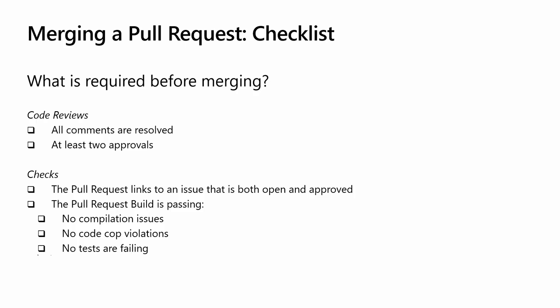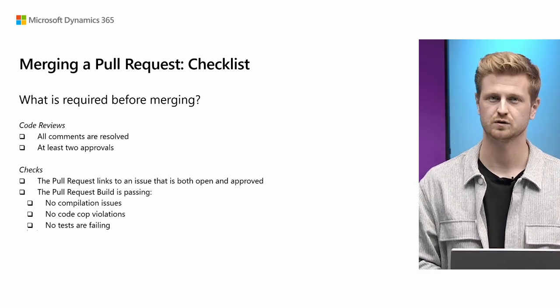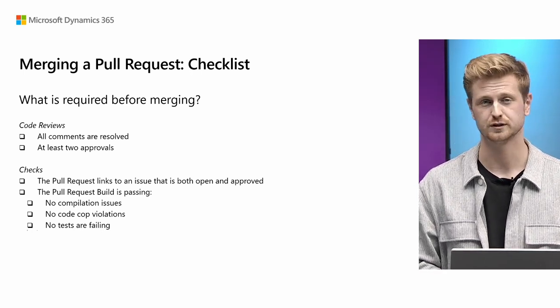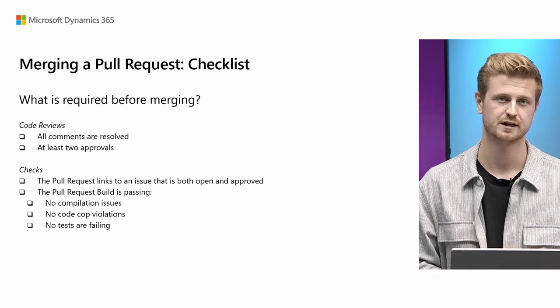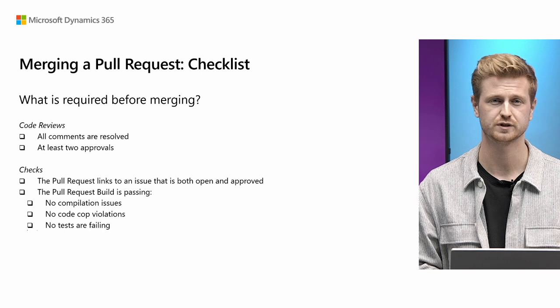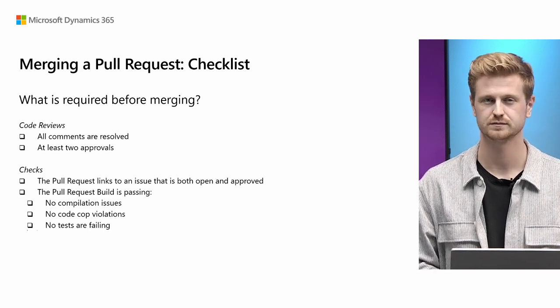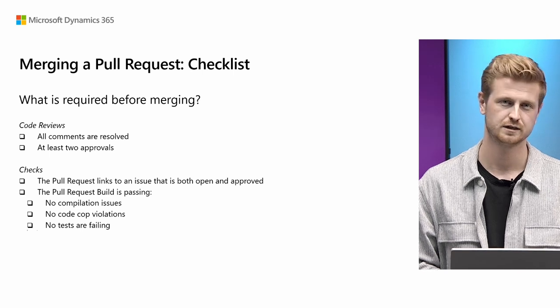So to wrap up, I've made a short checklist of what it takes to make a contribution into the BC Apps repository. First of all, you need that all comments are resolved. You need at least 2 approvers. You need to link your pull request to an issue. And then the pull request build needs to be passing, meaning no compilation issues and no test failures. If you can check off all these boxes, then you can merge your pull request. And you've made a contribution into the BC Apps repository.